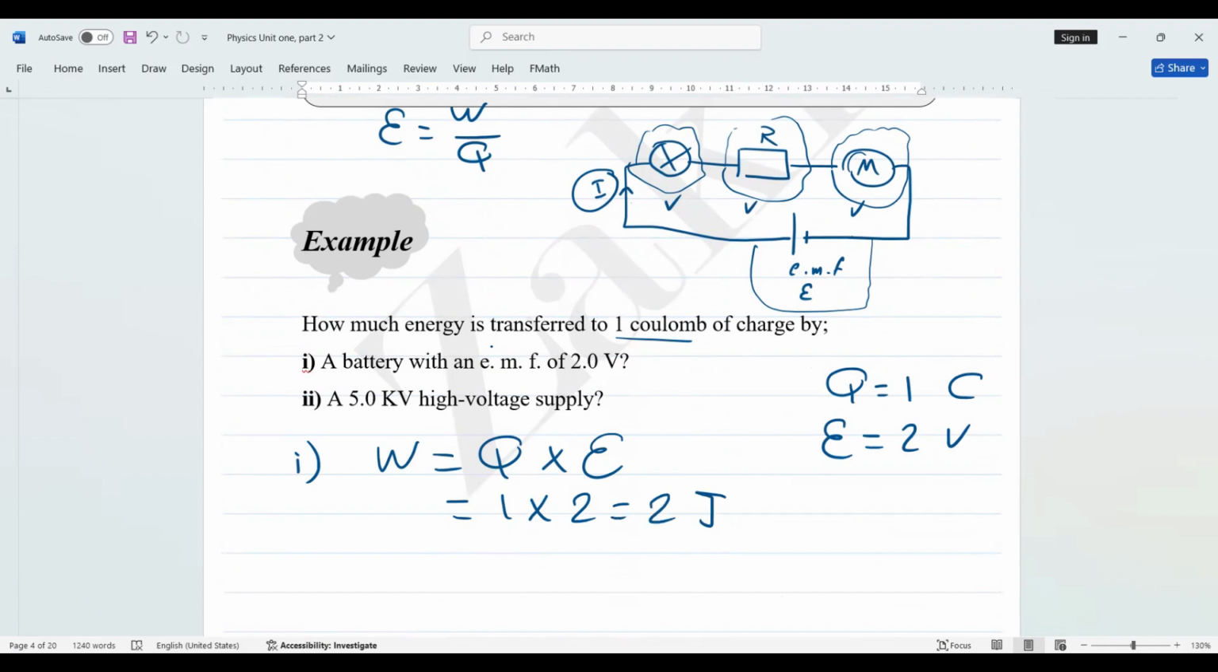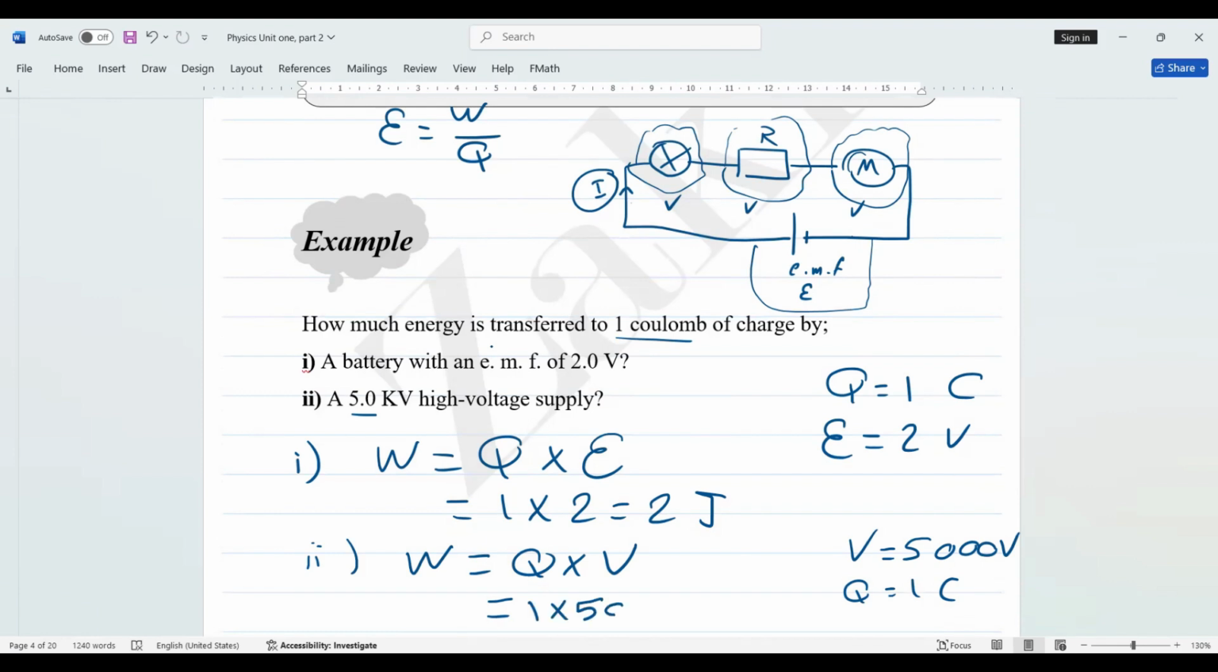Now, 5 kilovolt, then the voltage is 5,000 volt. And here, the charge is 1 coulomb. So what is the energy transferred? Energy equals Q multiplied by V. So 1 multiplied by 5,000 equals 5,000 joule. Okay? Now, let us see the next part.